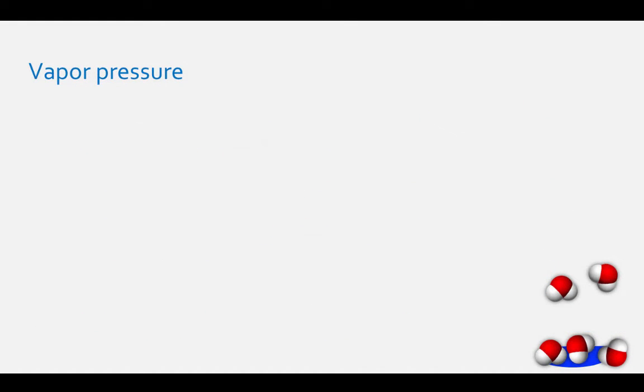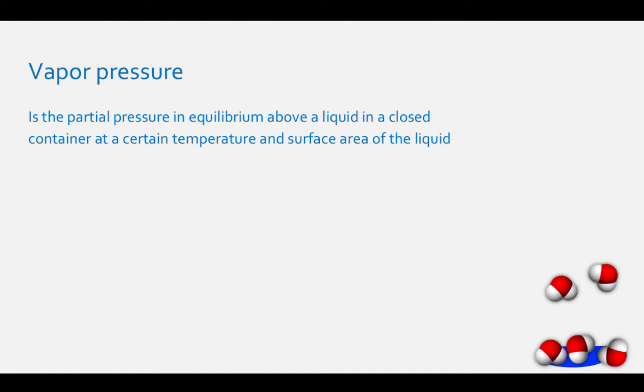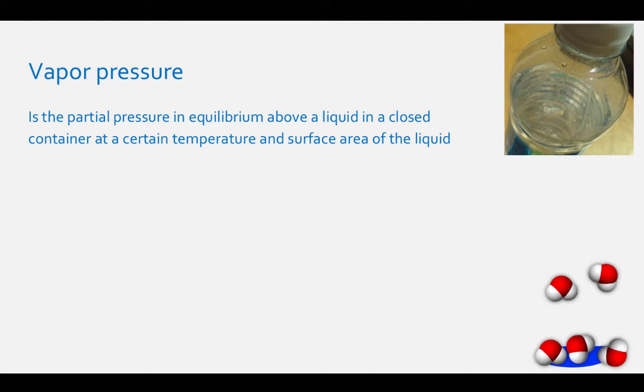The first concept to understand is vapor pressure. Vapor pressure is the partial pressure of a gas in equilibrium above a liquid in a closed container at a certain temperature and surface area of the liquid. Think of it like this. If you leave a closed bottle of water on the counter, some of the liquid molecules are turned into a gas and are released from the top of the liquid. You can view this as condensation on the sides of the bottle above the liquid.